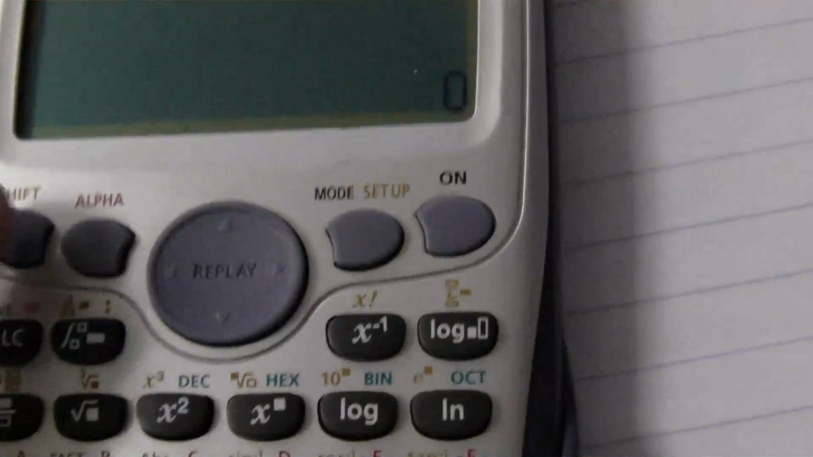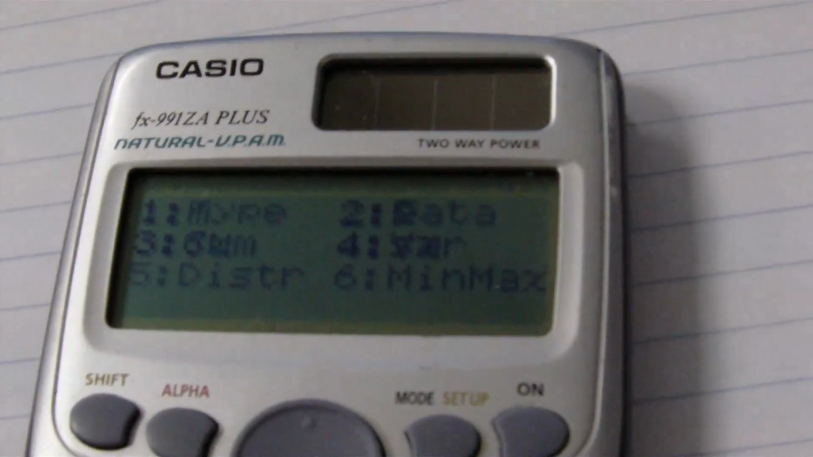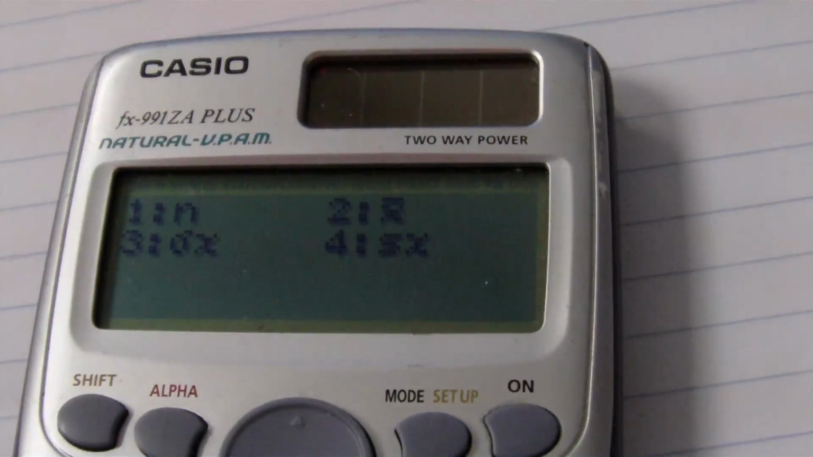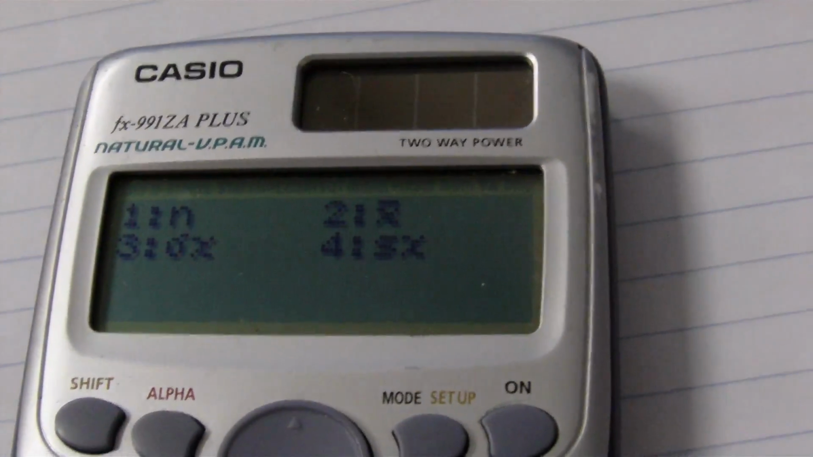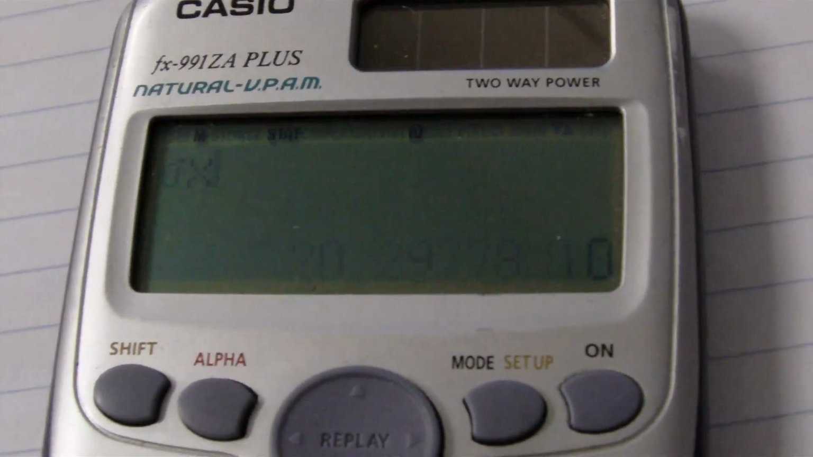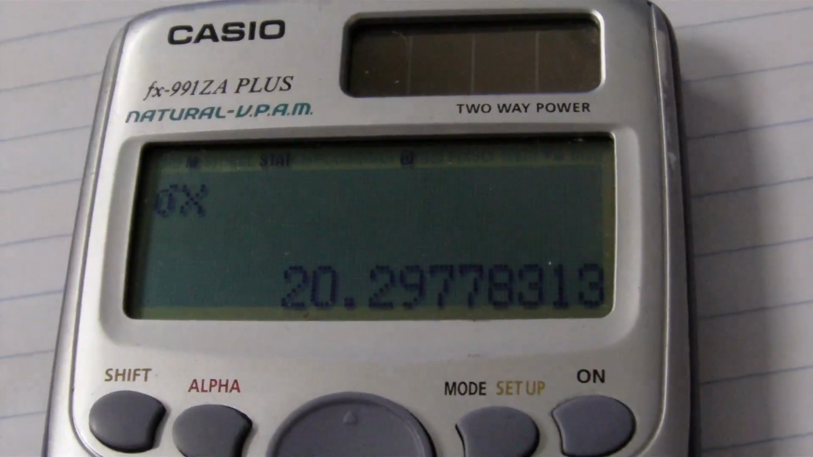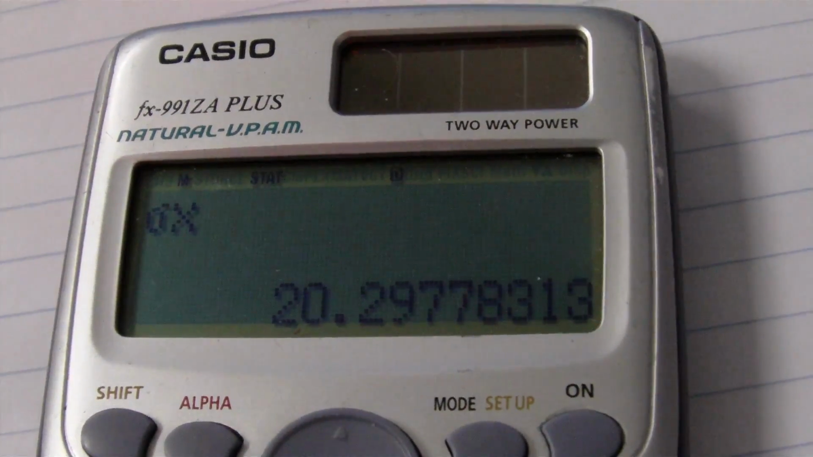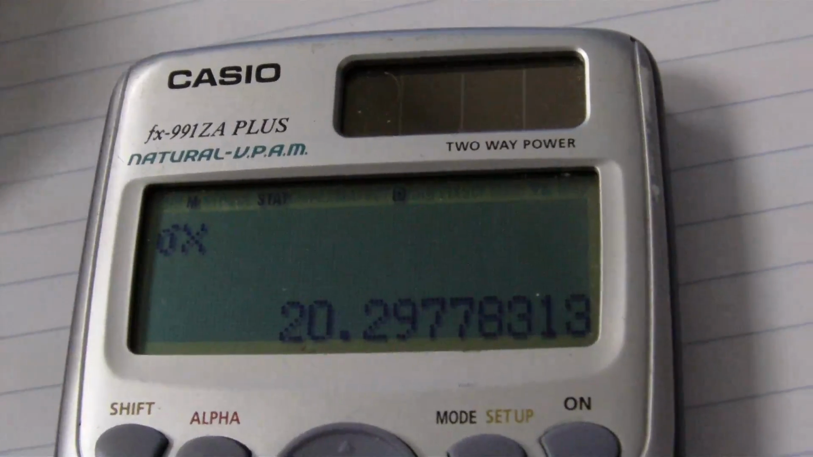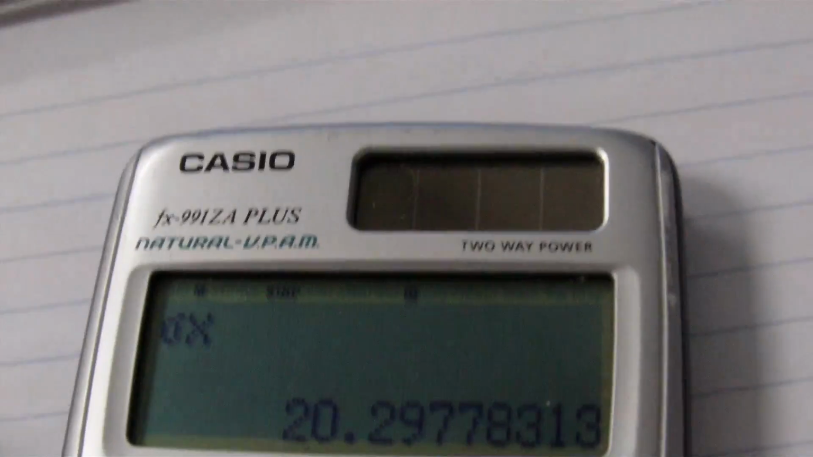Alright, clear. Again, go to the shift 1 and 4 again, and that number 3 there is your standard deviation, that sign there. So your standard deviation was 20.3, and you'll see, yeah, there's your answer, number B.